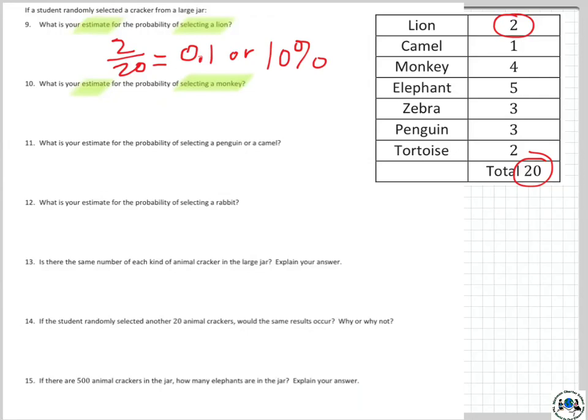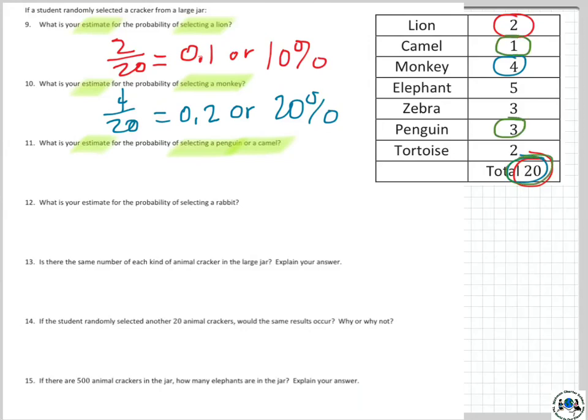Selecting a monkey was 4 out of 20, which was 20%. And then the estimate of selecting a penguin or a camel. This one was a little bit different. As you can see, this word "or" is going to be very important in the calculations of probability. Or and and are very special.